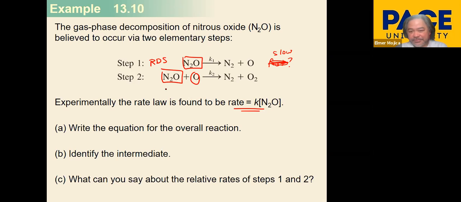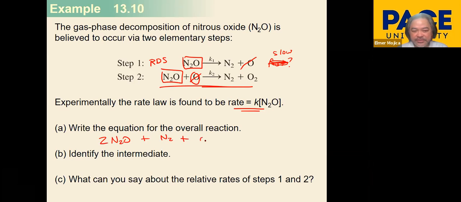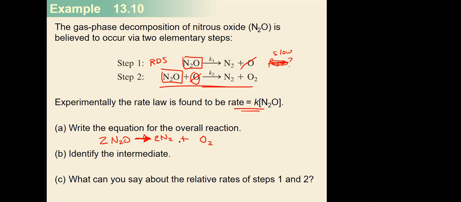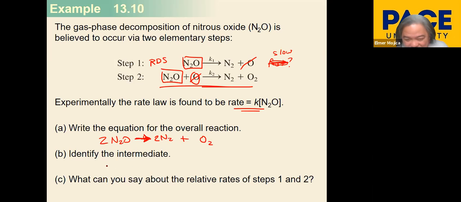Everyone follow that? So if I'm going to write the overall equation, how does it look like? I cancel this, so I end up with what? N2 plus oxygen. Are they balanced? Yeah. So I have here 2 N2O producing 2 N2 and oxygen.